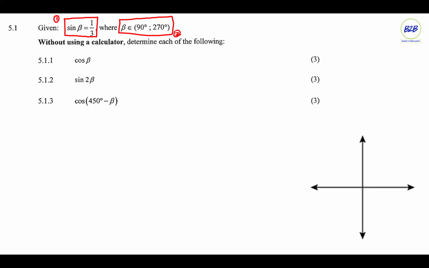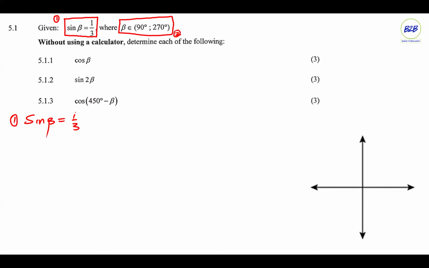So within this question, we must use these two pieces of information. Among these four quadrants, identify a quadrant that we will use, and then in that quadrant, sketch a right-angled triangle, and then label it, and then answer the following questions. The first piece of information that we are given is that sine beta is equal to 1 over 3.